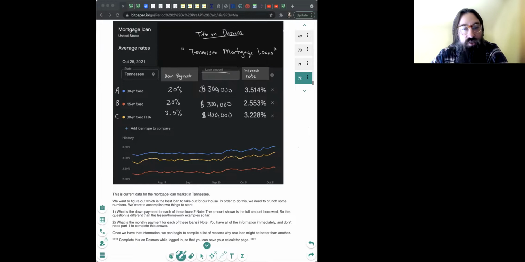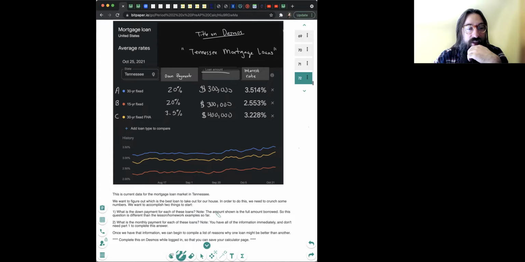I'll share the screen during class, but go and pause, like literally pause and read this whole thing. All right, read the whole thing. You can see that this belongs to your Tennessee mortgage loans Desmos. You've got the down payment here, the loan amount here, the interest rate here.